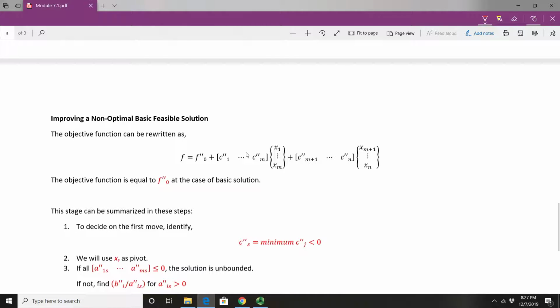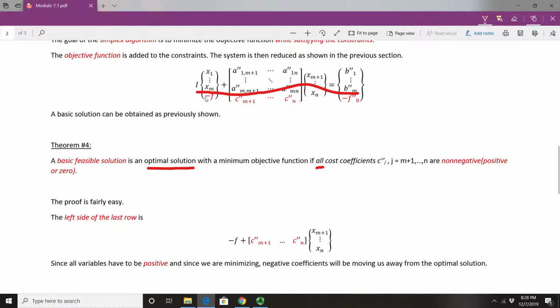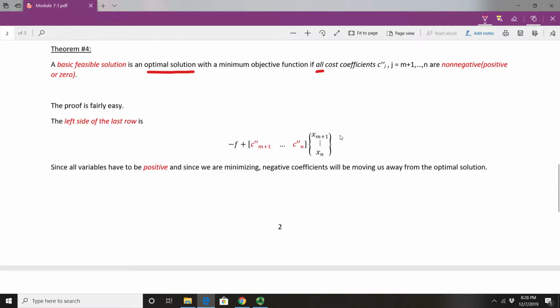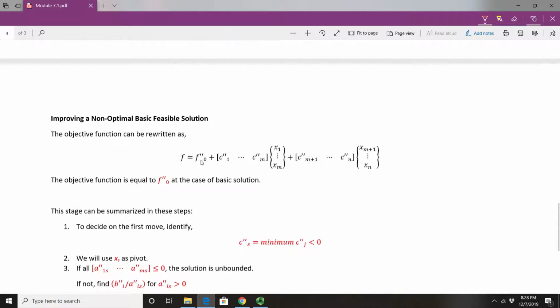So how would we improve? We would improve by taking the objective function and rewriting it as this. So here is the objective function. I take this side, minus f, to the other side. I would put minus f0 double prime on this side, plus c1 double prime x1 through m, and c double prime for the m plus 1 through n. And the objective function is equal to f0 double prime in the case of the basic solution.